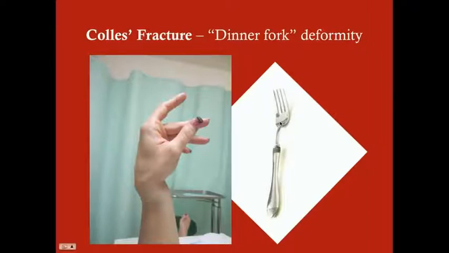It's not the best analogy, but the USMLE loves to say dinner fork deformity for one reason or another, so I would remember that. But this is the Colles fracture deformity that we classically see. Sometimes it's called a bayonet fracture. I don't even know what a bayonet is. I think they use it in war.